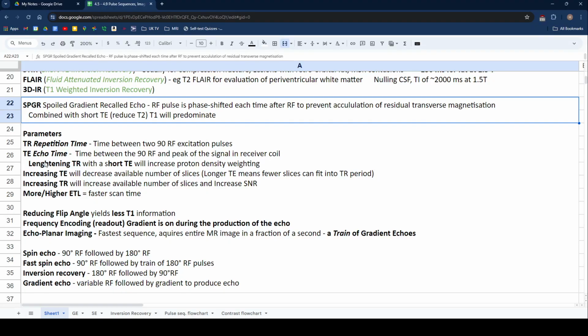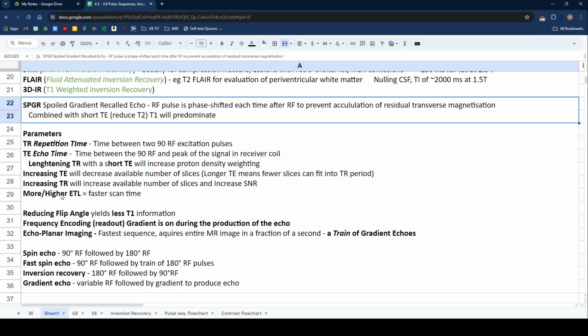If you have a longer TR with a short TE, you will increase proton density weighting. Increasing the TE will decrease the available number of slices. A longer TE means fewer slices can fit into the TR period. Increasing the TR will increase the available number of slices and increase signal to noise.